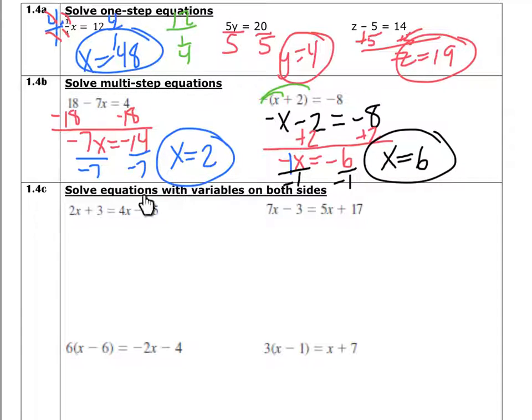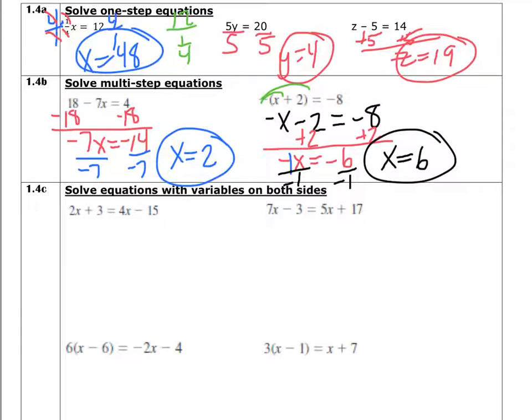1.4c is going to have us solve equations with variables on both sides. So here we have 4 different problems, and let's start with this first one. When there's variables on both sides, here we have a 2x and a 4x. We need to get the x's on one side and the numbers on the other. So you can really start this problem 4 different ways. I can either move the 2x over here, the 4x over here, the 3 over here, or the negative 15 over here. They are all correct.